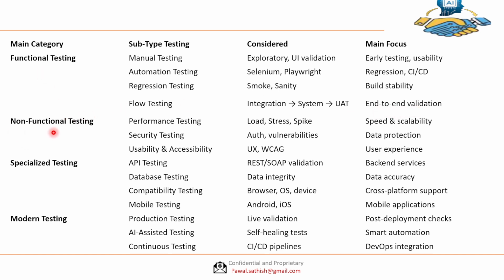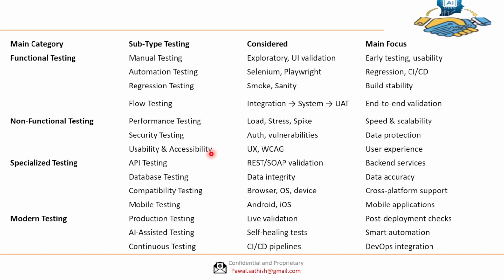Then next is non-functional testing. It covers performance testing. Under performance testing, we are doing load, stress, and spike. Basically, we are focusing on speed and scalability. In security testing, we are verifying authentication and vulnerabilities, and this is mainly used for data protection. Then next is usability and accessibility, where we are basically verifying the user experience.